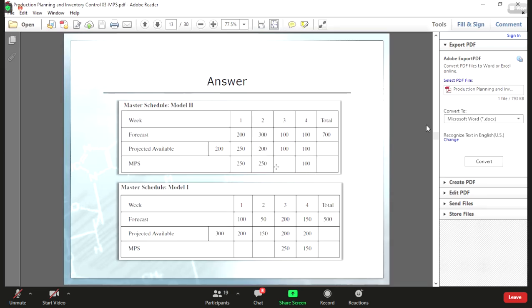How about product L? Initially, we have 300. There is no production. The requirement is 100. So at the end of the first week, we will have 200 units of product L. We continue again. No production. 200 plus 0 minus 50 equals 150. We produce 250 at period 3. It means that we will have 400. The requirement is only 200. At the end of period 3, we will have 200.